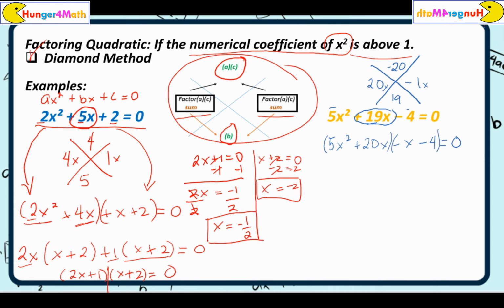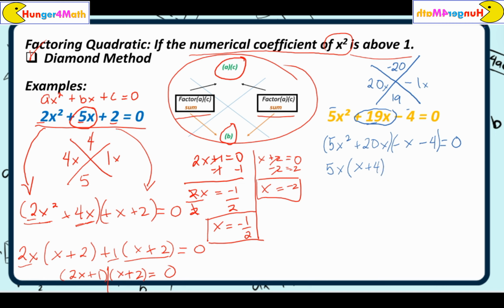So find the common factor of 5 and 20, and that is 5. And the common factor of x squared and x is x. Then let's divide. 5x squared divided by 5x is x. Then 20 divided by 5 is plus 4. Then x times x is 1, times 4 is still 4.